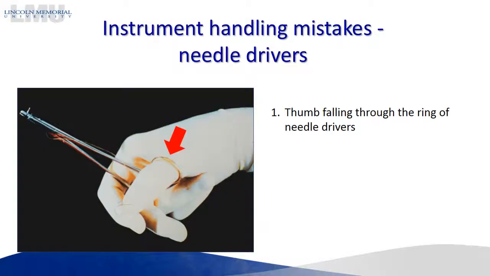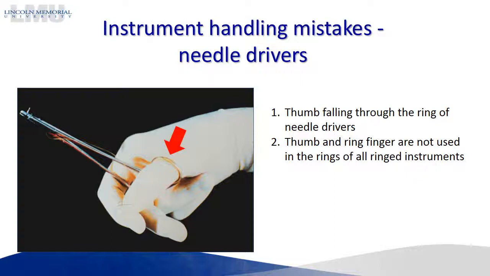And so some of the mistakes that we may see with the needle drivers for instrument handling is that thumb falling through the ring of the needle drivers. And if this is happening and the student is correcting it and noticing it promptly, it's not something that I'm too concerned about because the student is correcting it and is going to get this right. When I have a student who doesn't recognize that they're doing it and they spend the entire pattern or the entire process with the thumb going through the needle drivers, this is one of the students that I am going to penalize for instrument handling mistakes. Also, we want the thumb and the ring finger in the rings of all ringed instruments. So this is our needle drivers, this is going to be our scissors as well. You need to make sure it's the thumb and the ring finger the student is using.